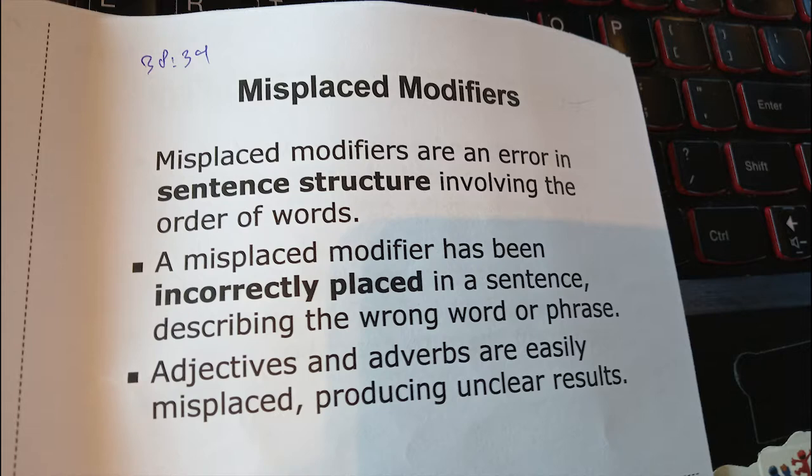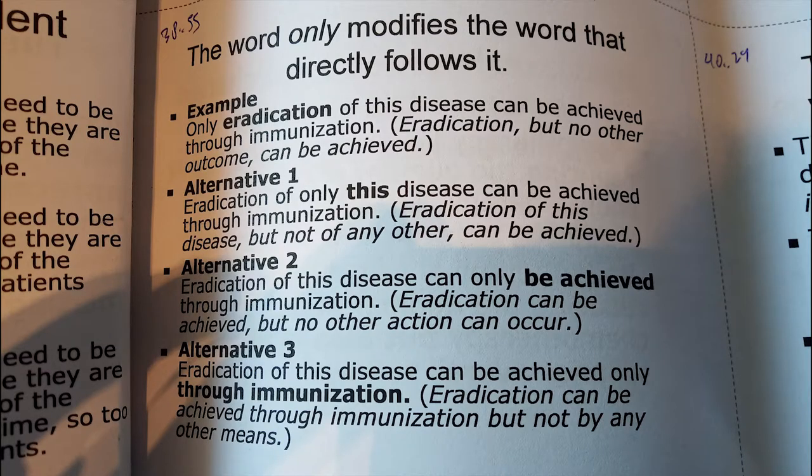In this example, I have the same sentence four times, but I move the word only. That's my modifier. And I want you to notice how my meaning changes when I change the position of the word only. In the first sentence, only eradication of this disease can be achieved through immunization. When you put only before eradication, you mean eradication and no other outcome. You're emphasizing eradication. Eradication is the point, is the focus.